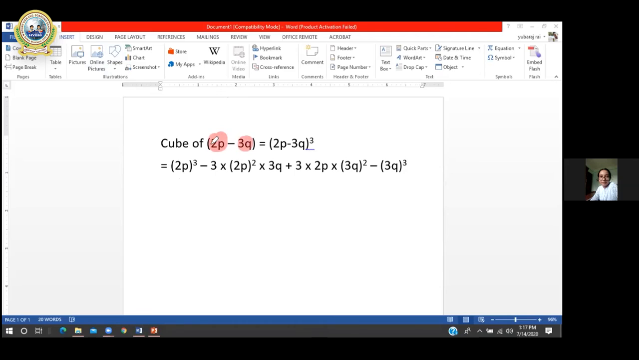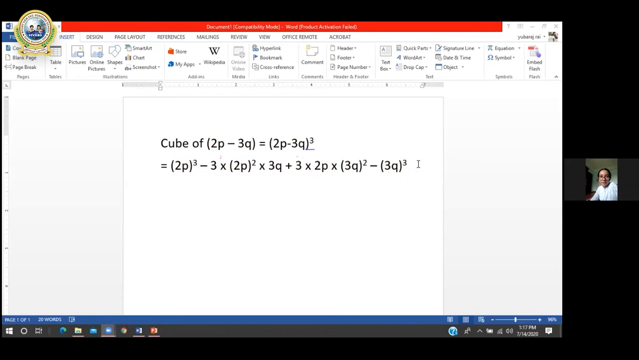So we have the formula a cube, which is (2p) cube, minus 3 into a square into b, that is 3a square b, plus 3 into a into b square, that means 3ab square, minus b cube. Okay, does anyone have any problem understanding this one? If you have, just unmute yourself and speak up. Don't hesitate. Then we shall move forward.